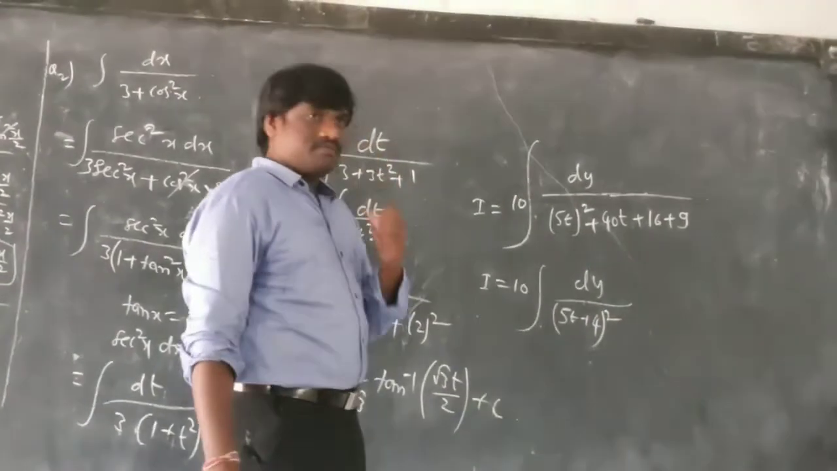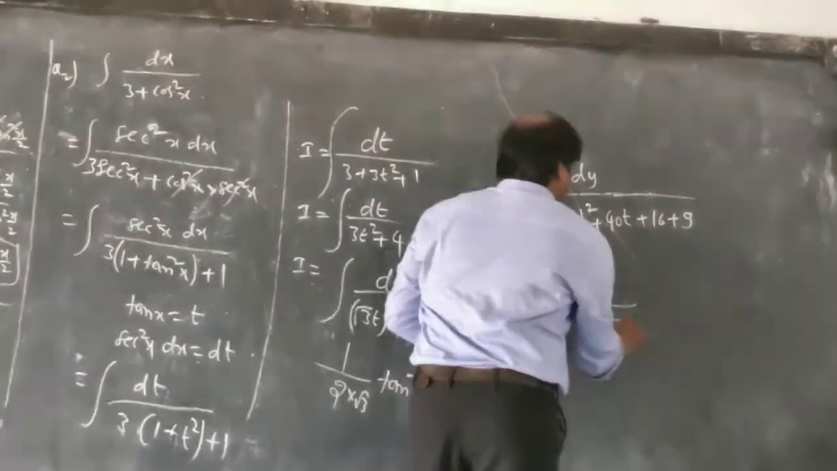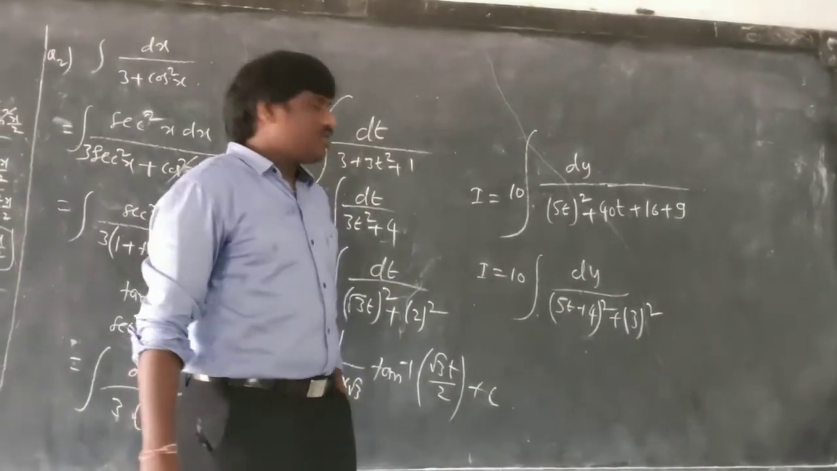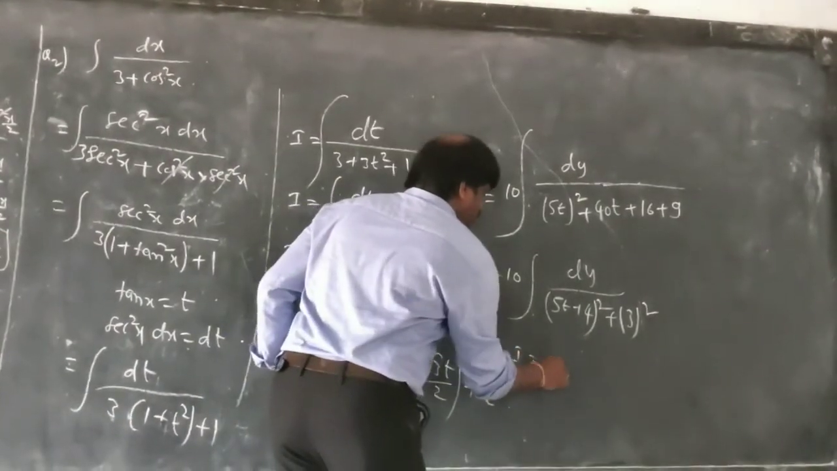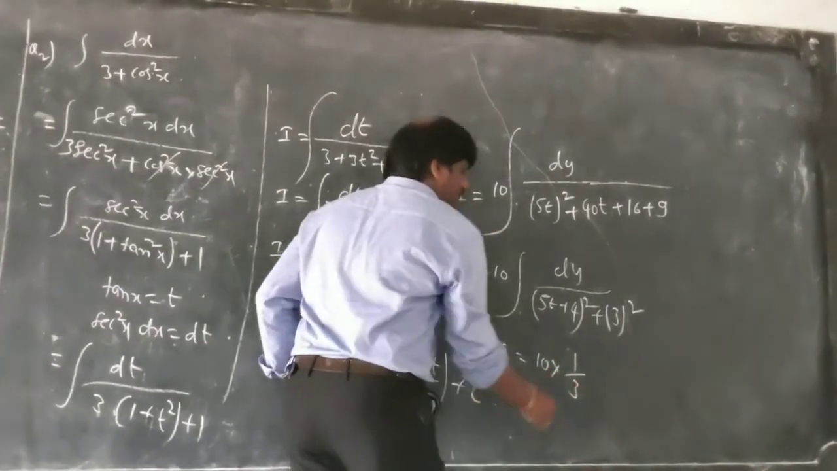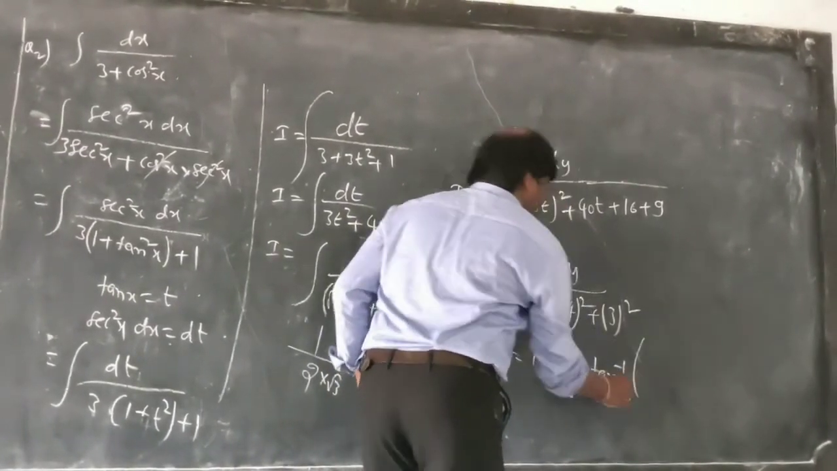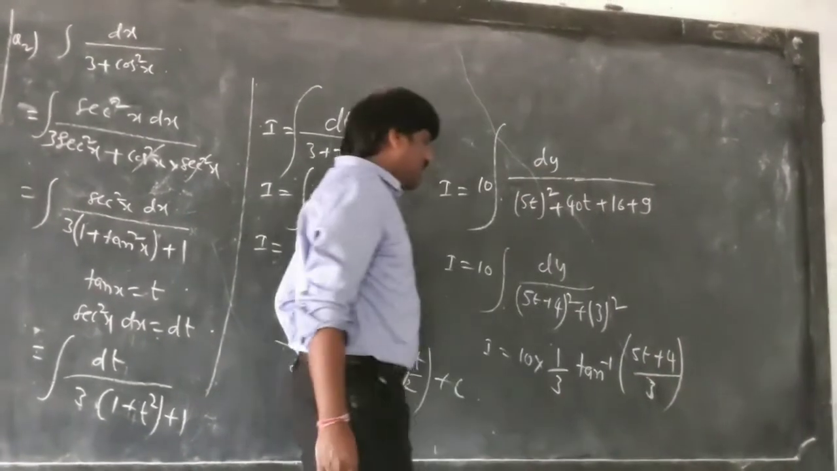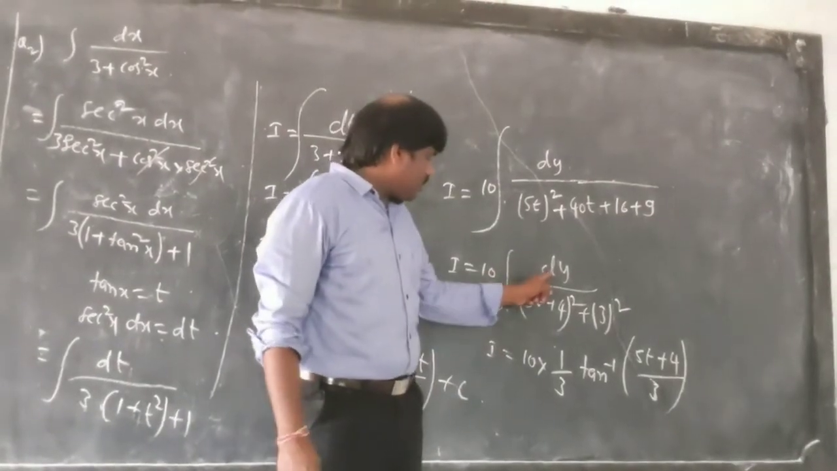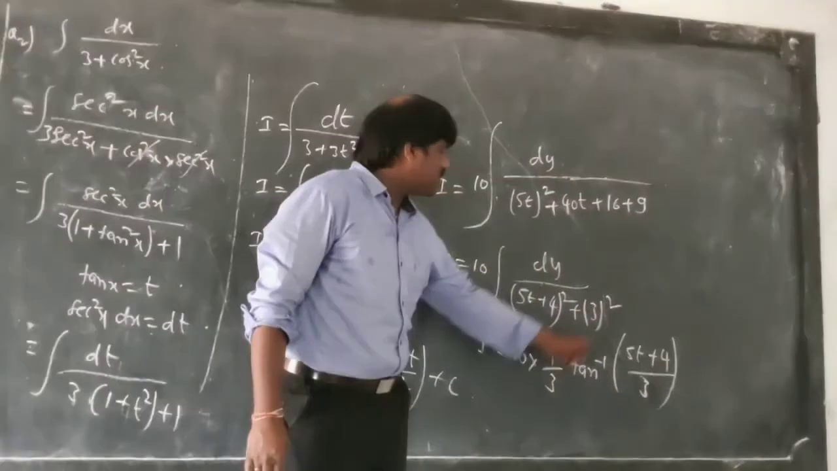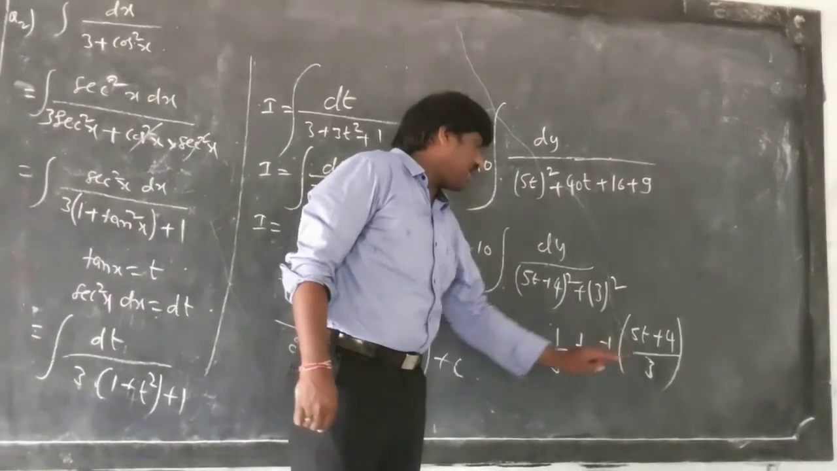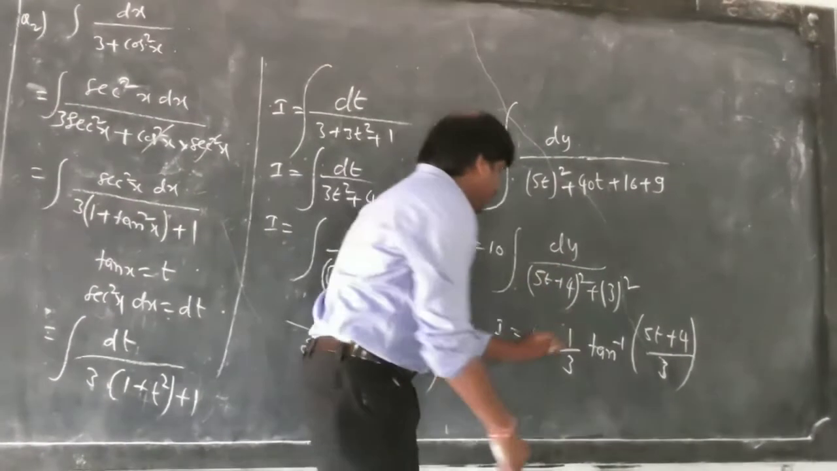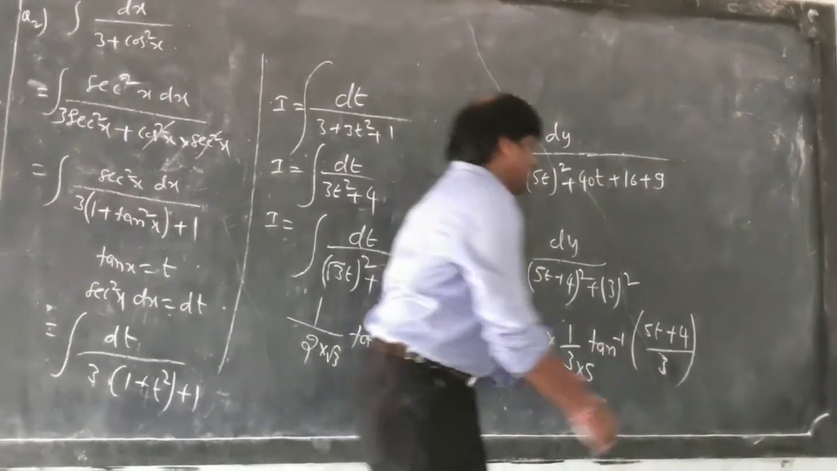plus, a plus b whole square, 4 square plus 3 square. So this is again in the form of x square plus a square formula. What is the integration of 1 upon x square plus a square? I is equal to 10 into 1 by a tan inverse x by a. See here what I am getting according to this rule: 1 by a, that is 1 by 3, and 3 square, tan inverse x by a. And what is the linear part here? 5t plus 4. 5 is the coefficient that will be multiplied here. So this is your final answer, plus c.